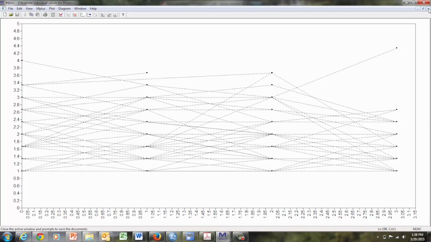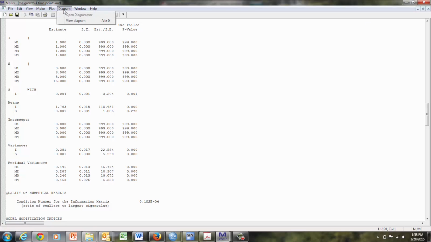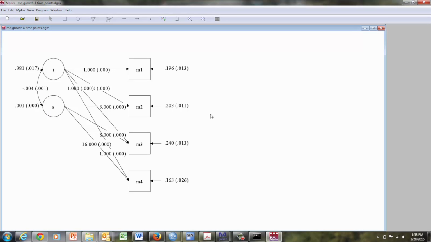We can also view the diagram of this model, which is going to look a lot like the one in Amos. Now, the slope, notice there's no factor loading going to time 1. And another way to say that this is 0, to set that factor loading at 0, is to simply leave it out. And that's what M+ has done here. And then 3, 8, and 16 is our time metric across time for this example.